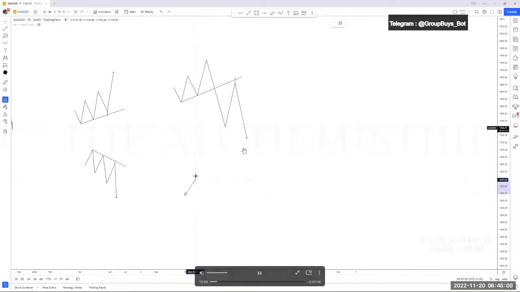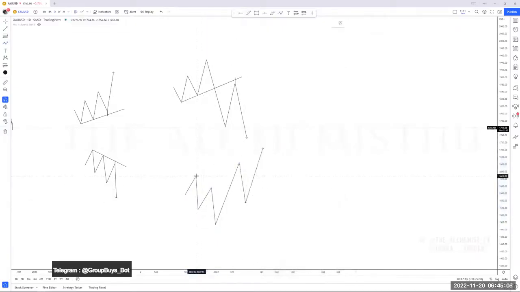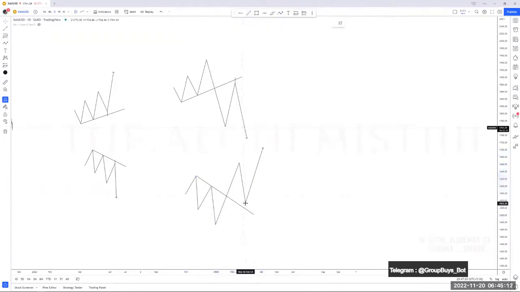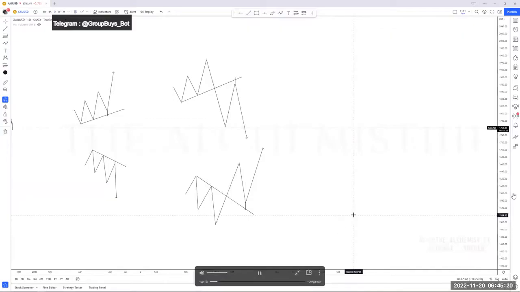So let's say we have something like this. Second touch. Now it is broken. What happens? Then it turns into a support. Goes up. Something like this. This will be the next one. You get it, right? Same thing, first touch, second touch. Once it breaks, we can expect price to tap into that and then go back up.